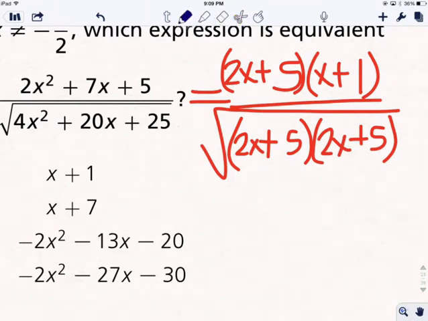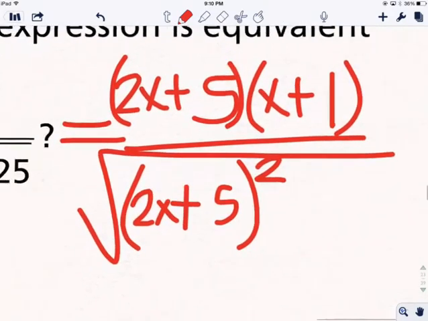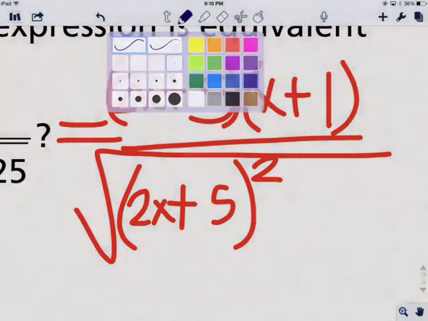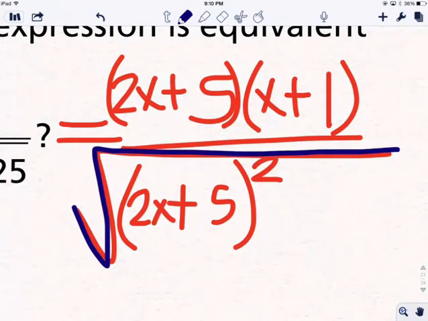Now, (2x + 5)(2x + 5) is the same thing as, do you know what we can replace that with? I hope you said (2x + 5) in parentheses squared. Now look at what we have here. We have the square root of a quantity that is being squared. Well, those just cancel each other out, right?